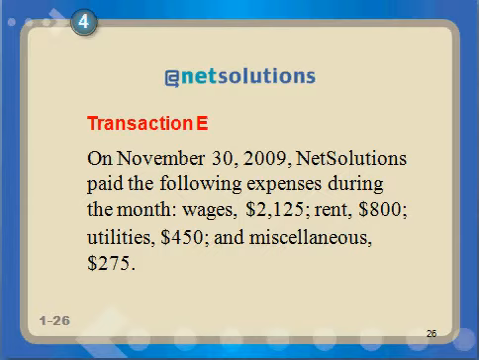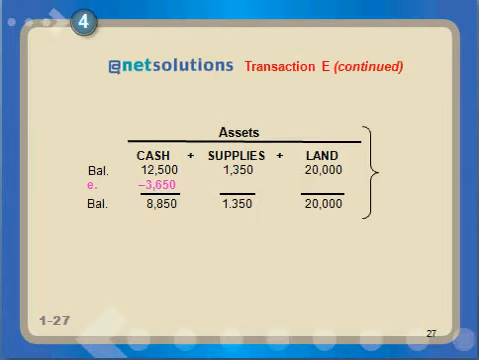Of course, this was cash paid out for these expenses, so that's going to affect our cash account. And the total of those expenses was $3,650. And when we subtract that from our cash, that leaves us $8,850. We still have our supplies, $1,350, and we still have our land, $20,000. And when we add these two together, we get $30,200, and I think my math is correct.